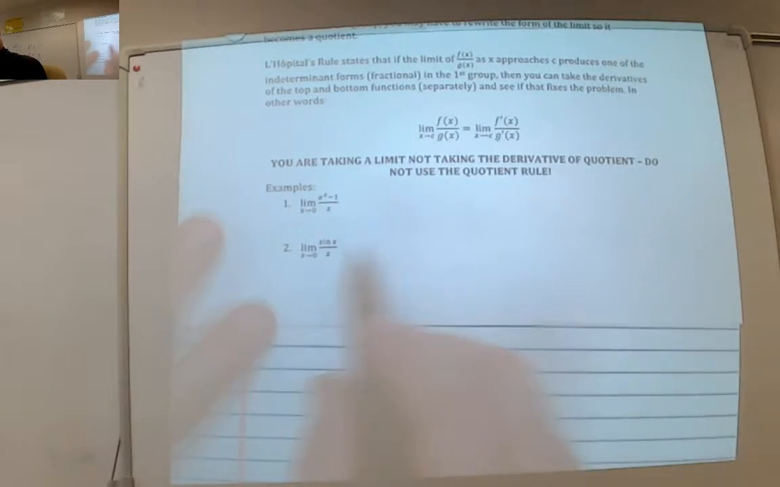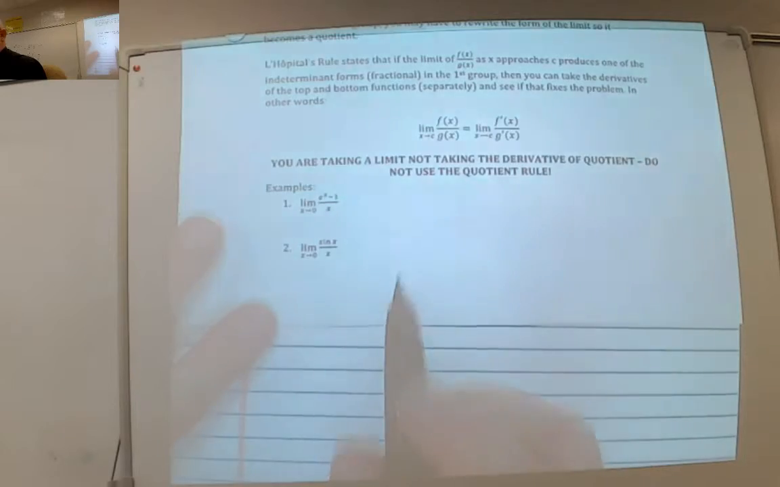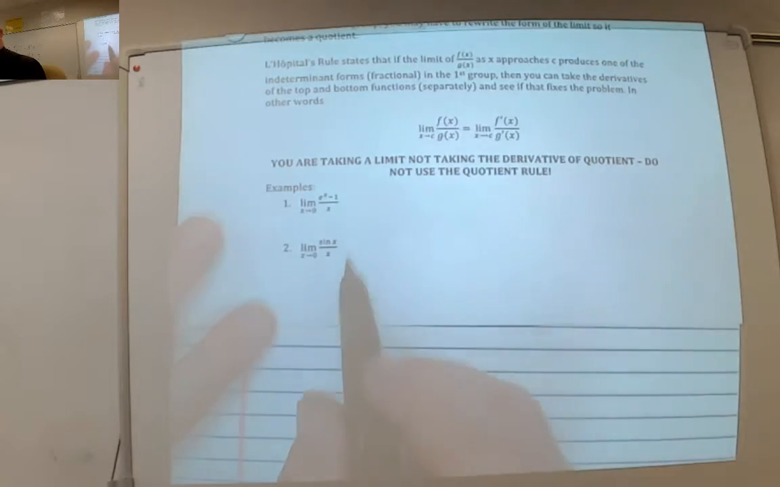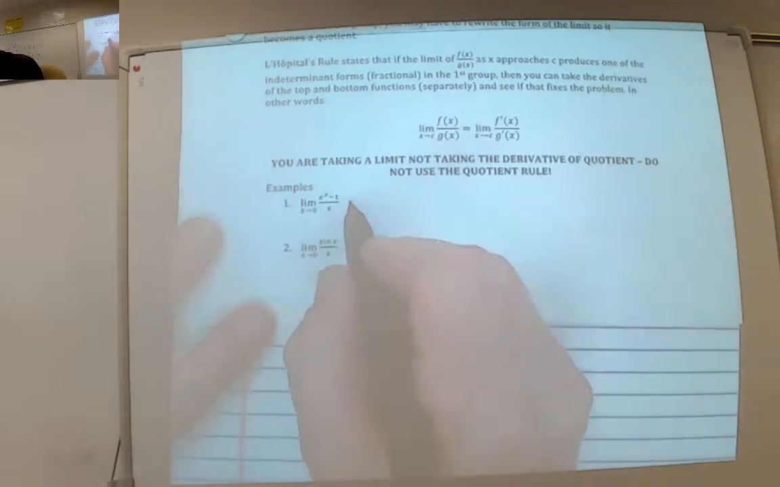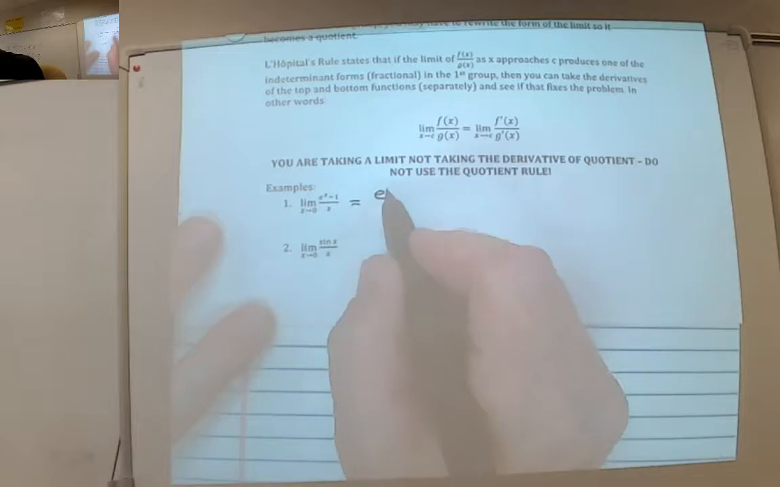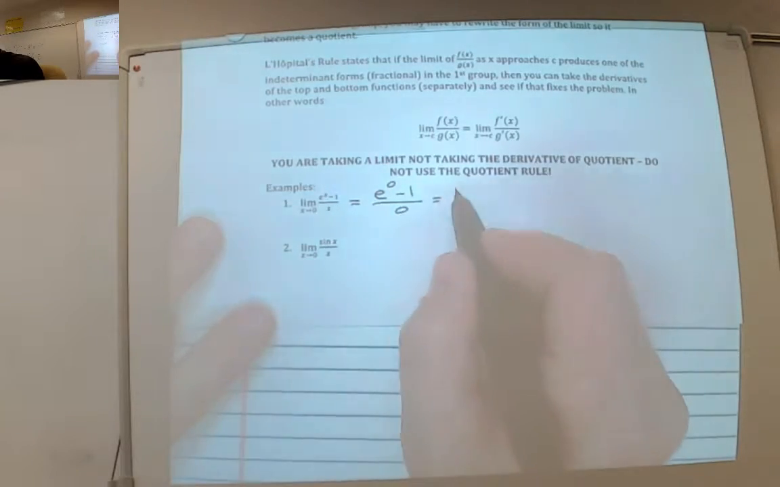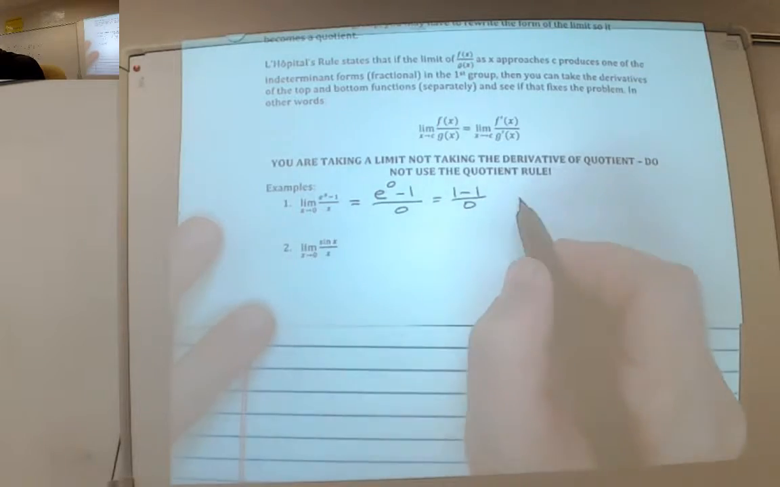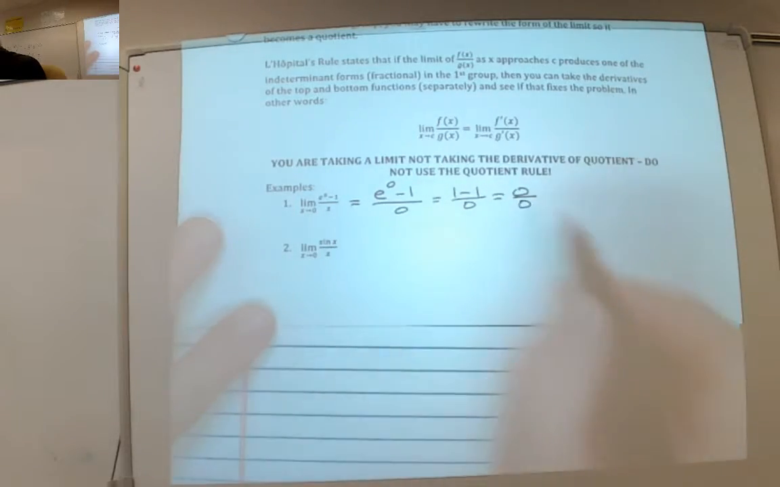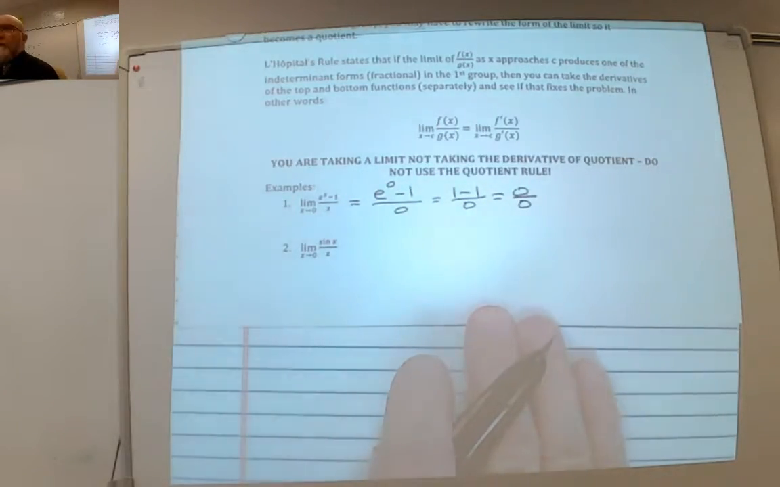All right, so the first thing you have to do, and when I grade this, this is what I need to see, is that you've established that you have an indeterminate form. The way I'm going to do that is I'm going to substitute 0 in for x. And I'm going to get e to the 0 minus 1 over 0. I get 1 minus 1, which is 0, and I get 0 over 0, which is an indeterminate form. I now can apply L'Hopital's rule.